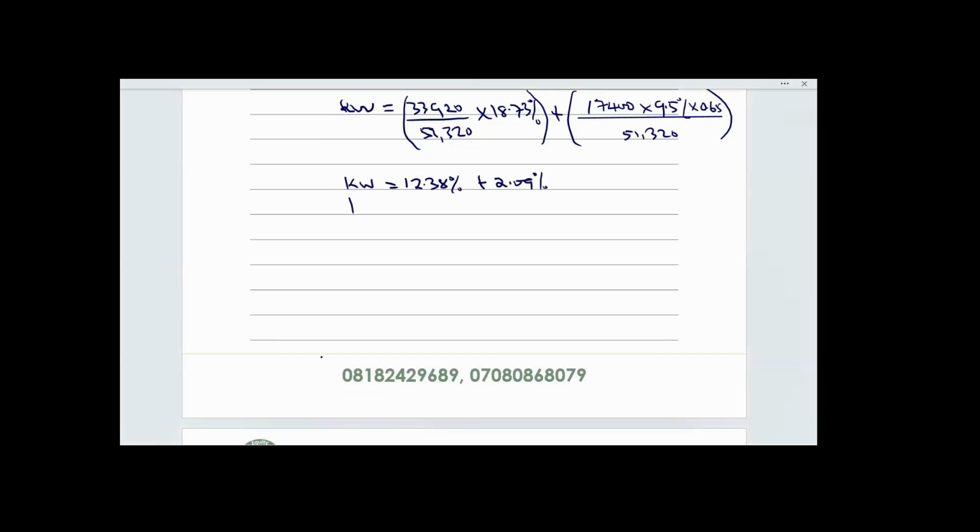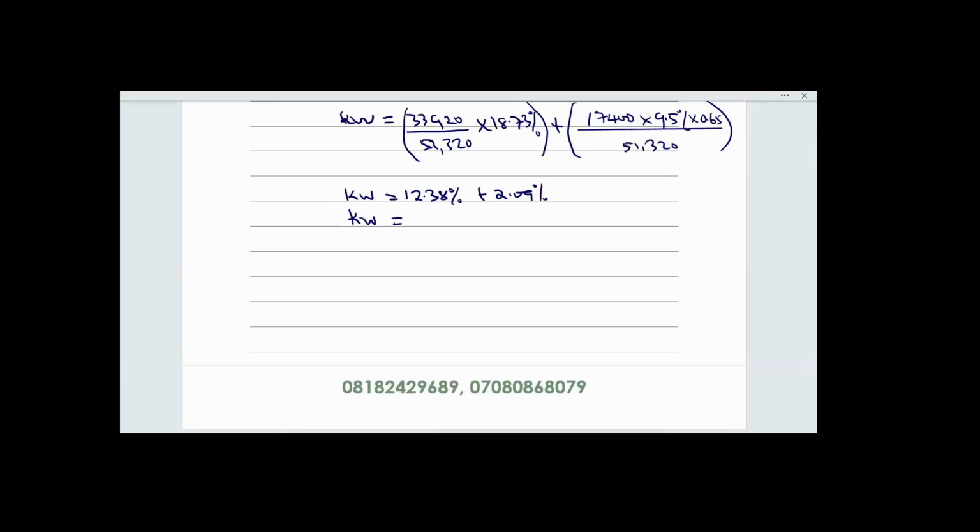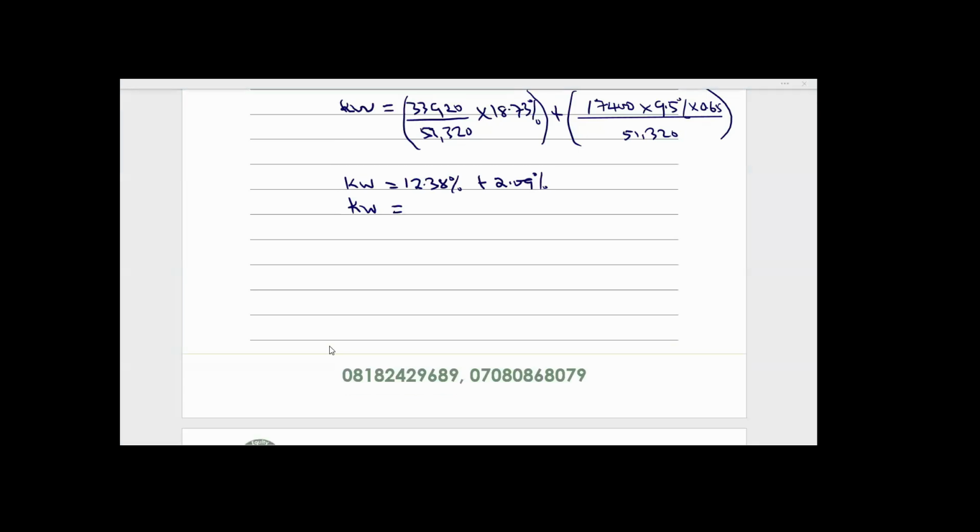2.09%. So when you add the two together, then we have 2.09 plus 12.38. That's 14.47%. So approximately our work is 14%. The project specific work is approximately 14%.